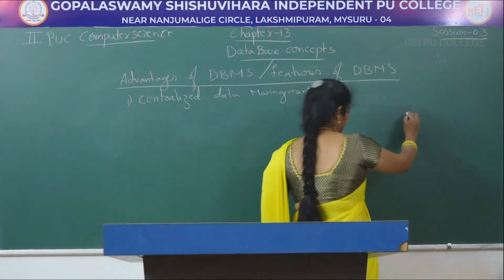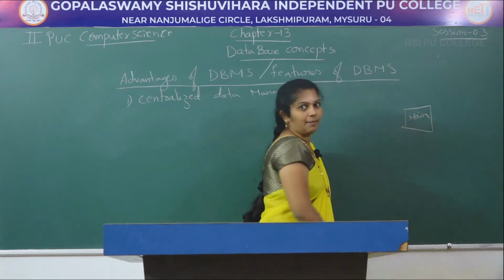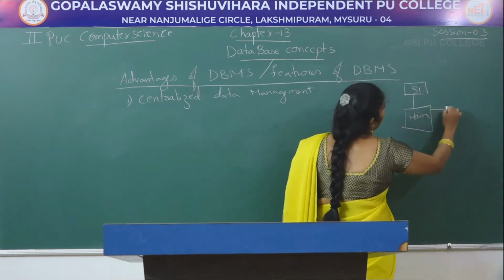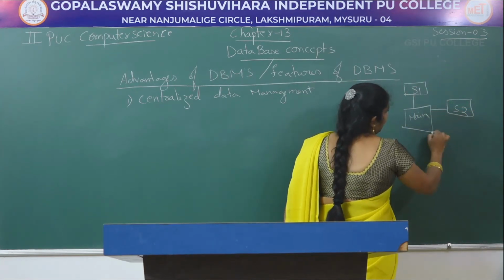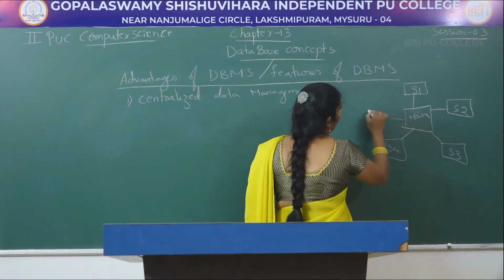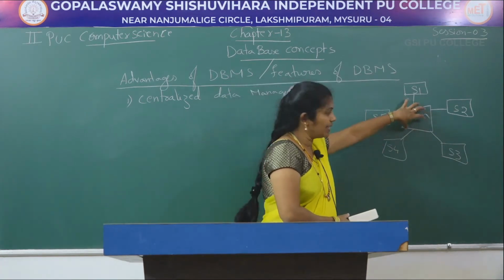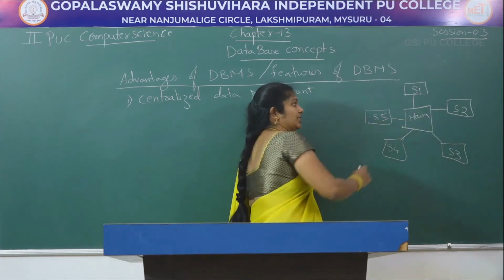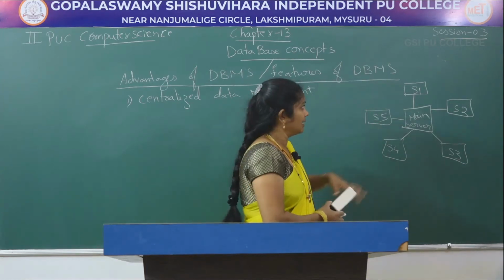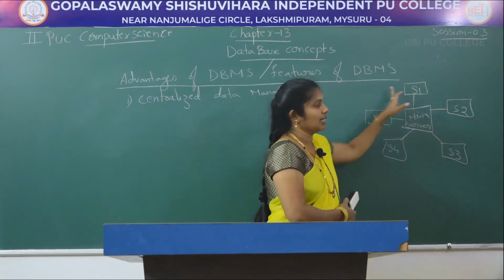For example, consider we have one main system. To that main system, all the subsystems are connected. System 1, System 2, System 3, System 4 and System 5. This main system can be called as server system. For this main system, all the subsystems are connected.